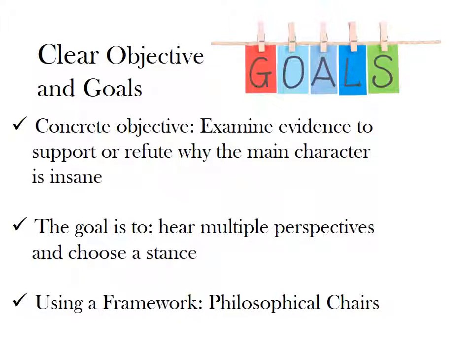But without a clear direction of the objective and goals, students will not know what to discuss or how to discuss it. So the first step is to clearly state for students a concrete objective, such as, today we're going to examine evidence to support or refute why the main character may be insane. Your goal is to hear multiple perspectives from your group members and choose a stance. We'll start in groups of 4, switch groups once, and then do the philosophical chairs protocol to see where everyone is landing. Being clear about what we are doing and why we are doing it sets the process up for students to be successful.